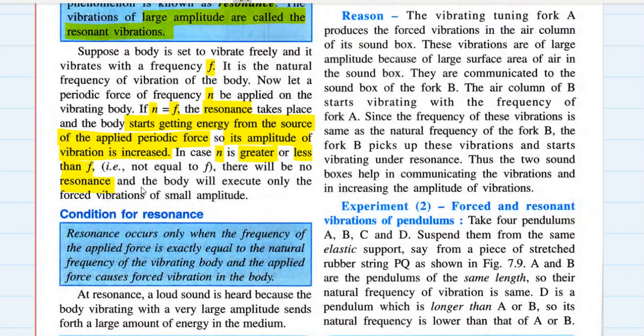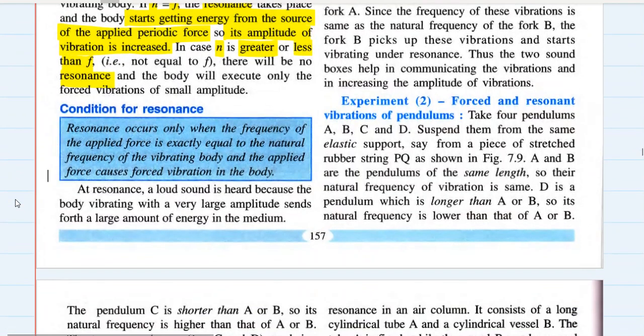Matlab, अगर body की natural frequency और applied force की जो frequency है, periodic force की जो frequency है, usme zara sa bhi fark hua. Zara sa bhi fark. Either applied force की frequency greater या smaller हुई natural frequency of the body से, तो resonance produce नहीं होगा. Vibration तो होगा लेकिन vibrations का oscillation छोटा होगा. Resonance produce नहीं होगा and body will execute only the forced vibrations of small amplitude.